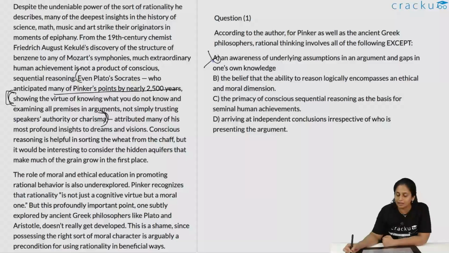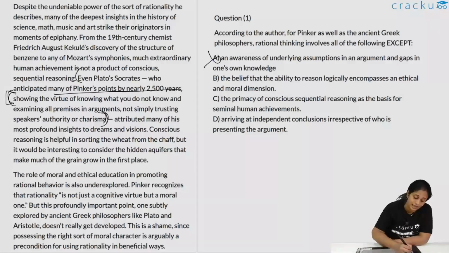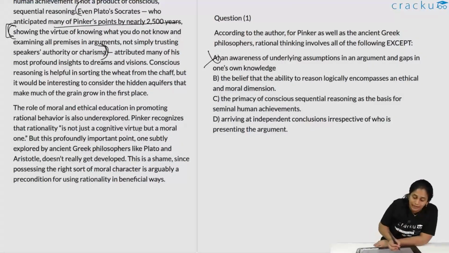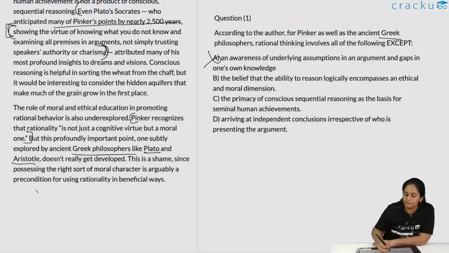The belief that the ability to reason logically encompasses an ethical and moral dimension. This is there over here. The author says that Pinker recognizes that rationality is not just a cognitive virtue but a moral one, and this is something that was agreed to by the ancient Greek philosophers like Plato and Aristotle. So this is also a point in common between both of them. So this also can be eliminated.